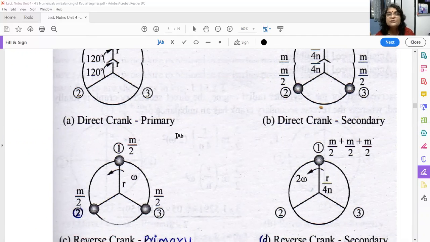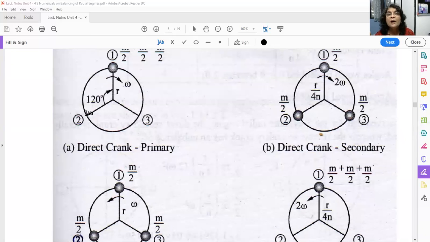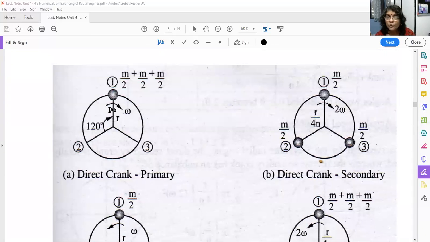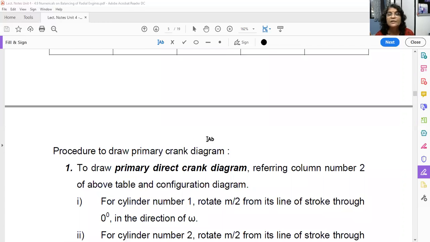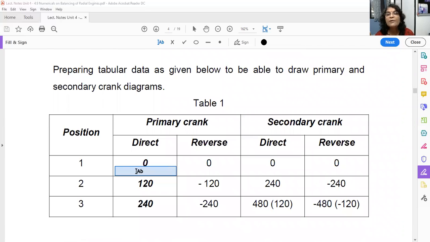Now see here, while referring, you have to draw this direct primary crank diagram using column number 2 of the table. Now see what that concept is. Now look here, this is how you have written this. That means angles. These are nothing but the angles. So let us come here.